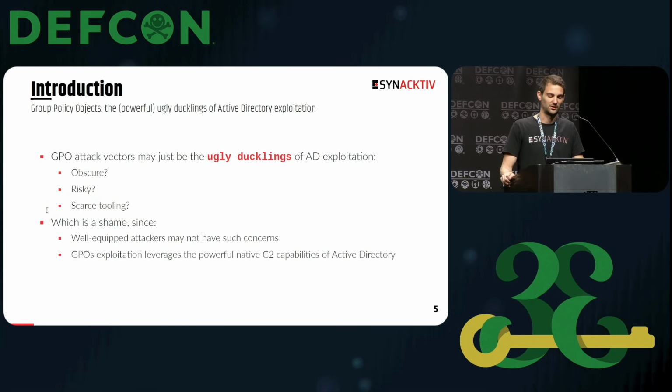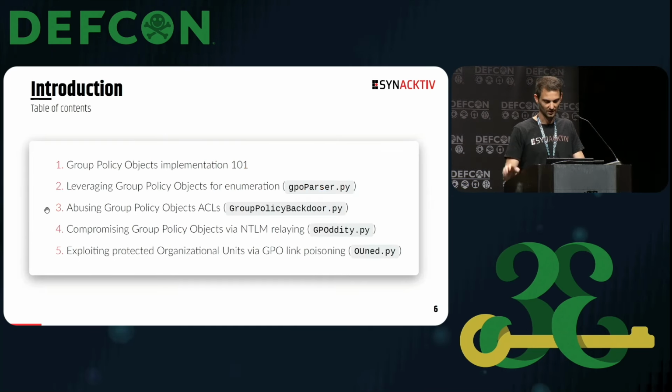Group policy object attack vectors may just be the ugly ducklings of AD exploitation. Why? Maybe it's not well known, maybe it's too risky to exploit, because you can mess up Active Directory. Maybe there's not enough tooling. So we think it's a shame because attackers don't have such concerns. And also GPO exploitation can be quite powerful because you can manage a lot of things in the Active Directory. So today we're going to give you a brief recap on how GPOs work, how they are implemented, and we will list 4 tools that show that we can enumerate and also exploit them with different kinds of paths.